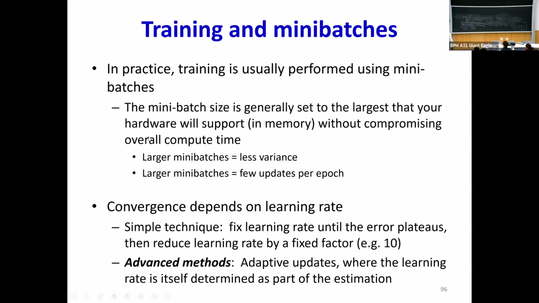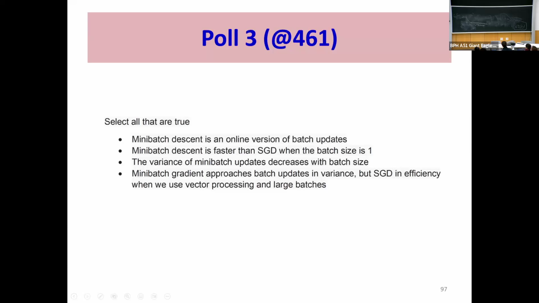So in practice, training is usually performed using mini batches. The mini batch size is generally set to the largest that your hardware will support without compromising compute time. And convergence depends on learning rate. Again, the learning rate has to satisfy the properties that we just mentioned. And so the standard technique is to have a fixed learning rate till things have sort of stopped converging, then shrink it, and then it will converge a little more and so on. But in every case, you'll find that the learning rates are absolutely divergent and square summable.